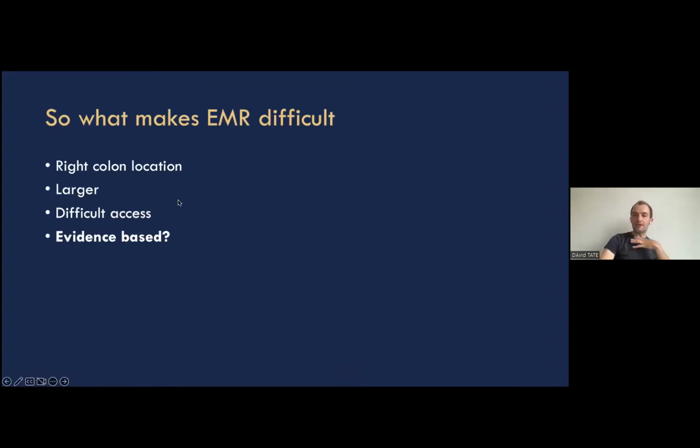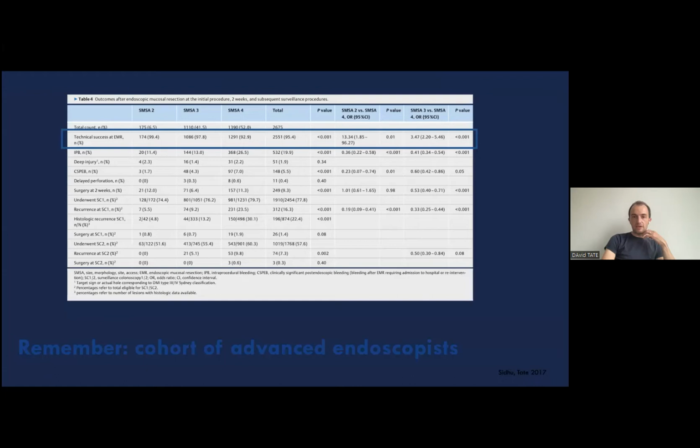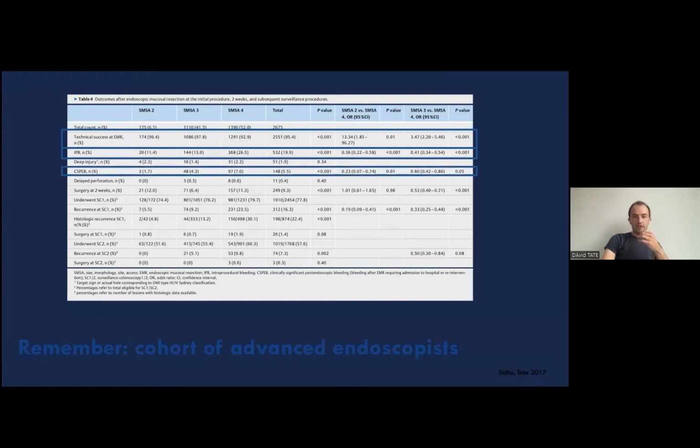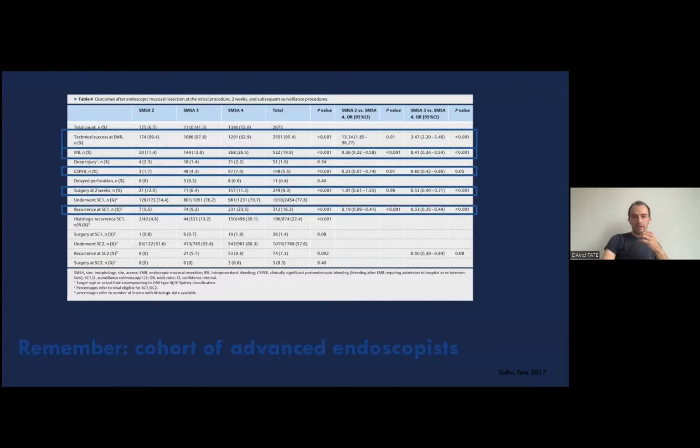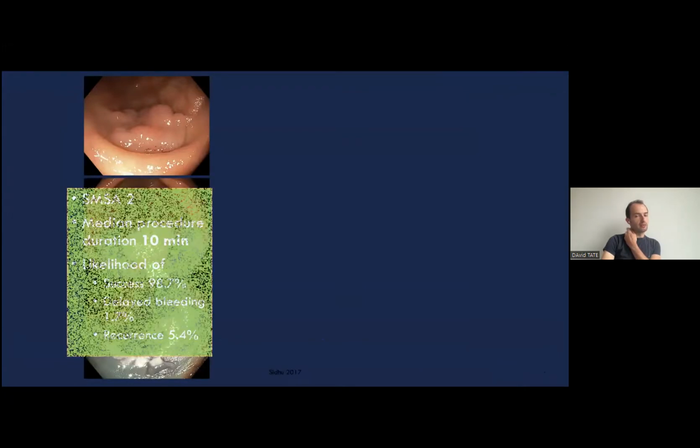We just have to think about it in the right colon: bigger, more difficult access. And it turns out that indeed these do predict very much the success, even amongst experts, of how well polypectomy goes. So if you just look at this study, loads of lesions, expert center, the SMSA4 polyps versus the SMSA2 polyps are less successfully removed, have more bleeding, have more delayed bleeding, have more surgery at 2 weeks, and have more recurrence than the SMSA2 polyps.